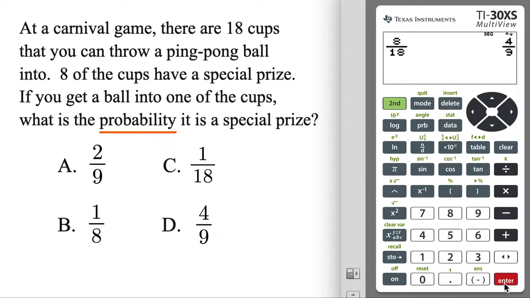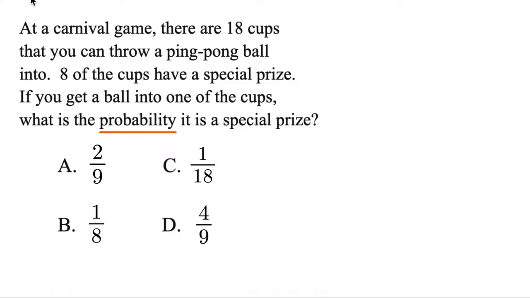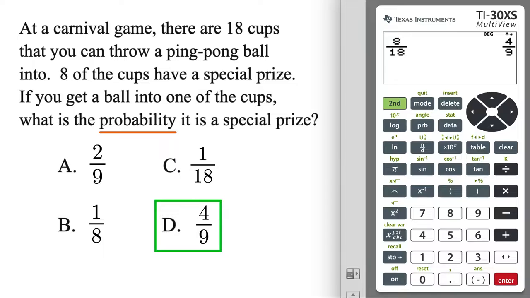And then enter, it's just going to simplify it down, but that actually is the probability. So 4 over 9, that's it. All the calculator did is simplify this, half of 8, 4, half of 18, 9. And then you can't simplify it anymore, so you're done there.